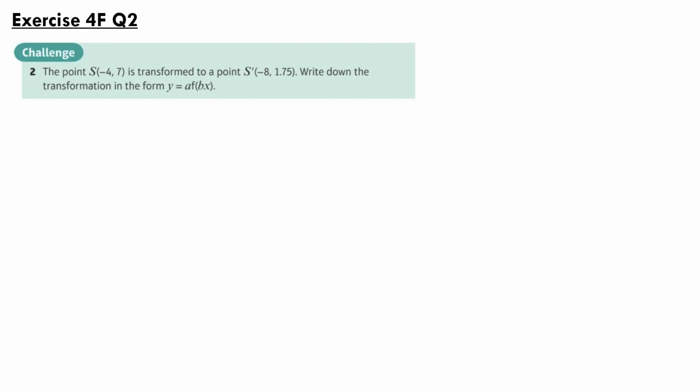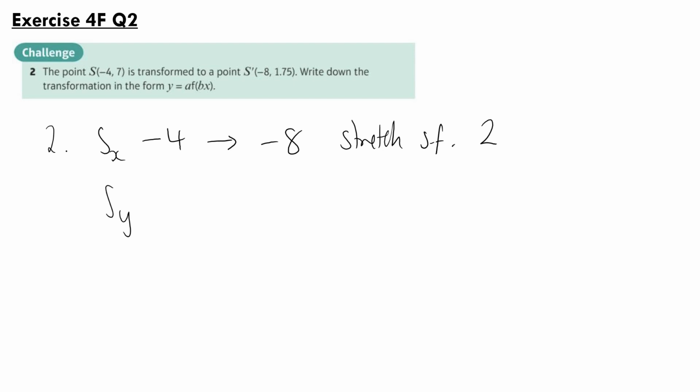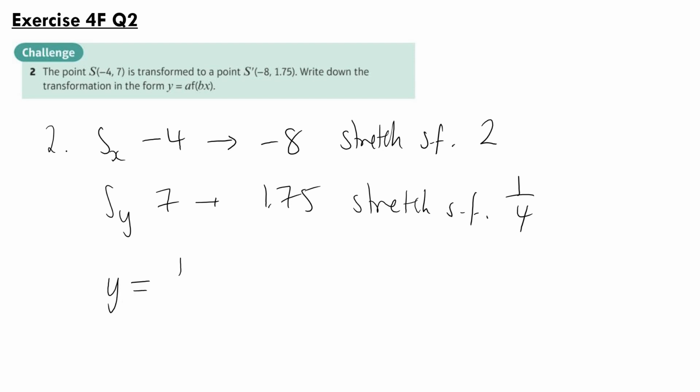Question 2 from exercise 4F, the point S (-4, 7) is transformed to a point S dash (-8, 1.75). Write down the transformation in the form y equals a f of bx. So the x coordinate of S, minus 4, has been transformed to minus 8. So that is a stretch scale factor 2. The y coordinate of S has gone from 7 to 1.75. So that is a stretch scale factor 1/4. Therefore, the transformed curve is y equals 1/4 f of 1/2 x.